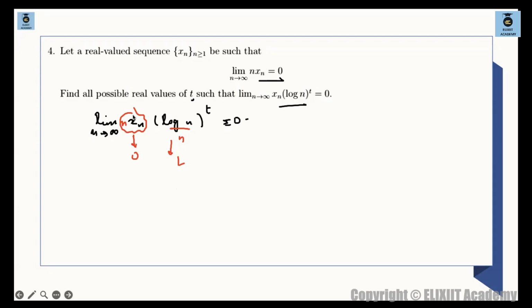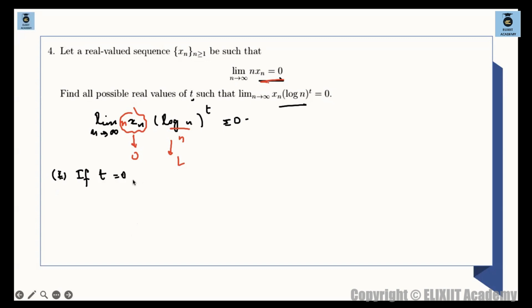This limit is given to be 0. Once you distribute the limits over here, this limit is absolutely 0. So we only need to focus on this other limit to find those values of t for which it is equal to 0. That's it. Okay. Now there can be many cases. t can be positive, negative, or t can be 0 also. So look, first case, if t is 0.